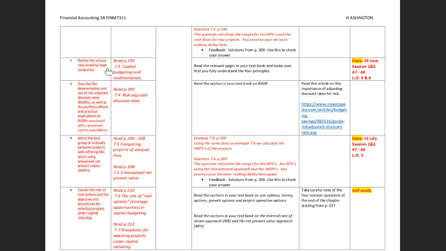Then this next section is capital budgeting and multinationals. That really is pure theory. It is a learning objective, so you can get theory questions on this. So read the pages in your textbook and make sure that you fully understand. There are 4 different aspects of multinationals that they look at: exchange rate risk, political risk, tax risk, and transfer pricing. So you must be able to name the 4 common risk exposures involved in capital budgeting for multinationals, and then just give a 1-sentence explanation of what that particular risk entails for a company.